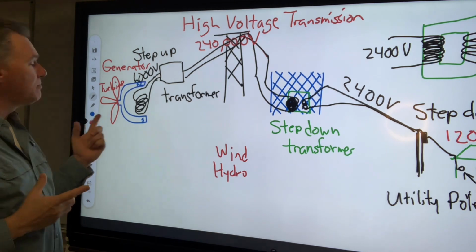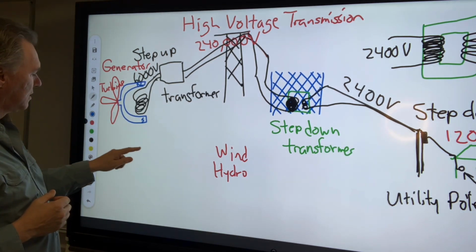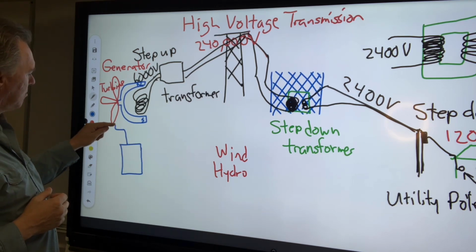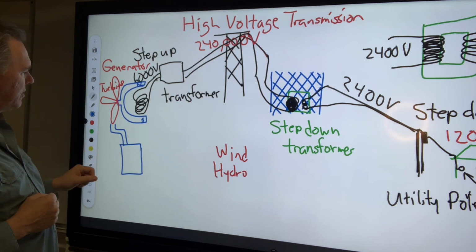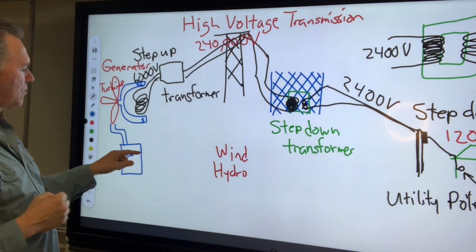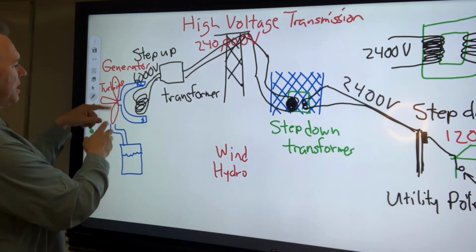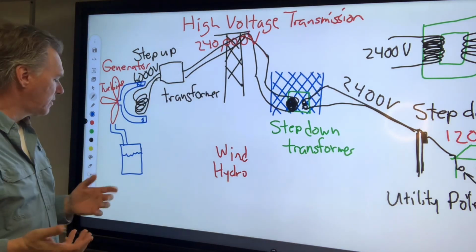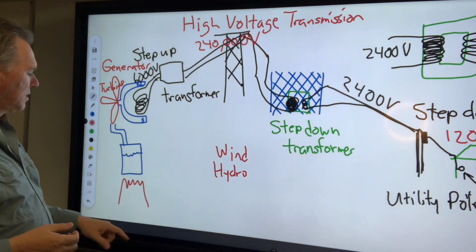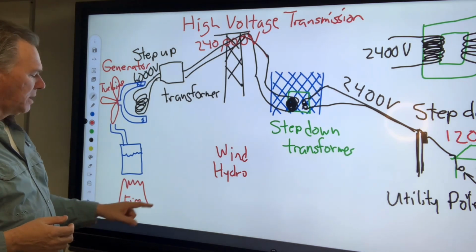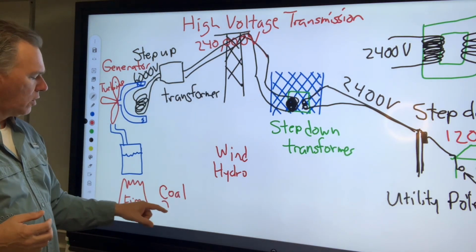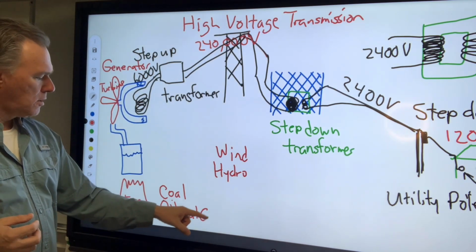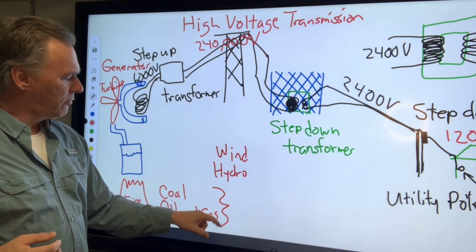Or we could use steam to spin it. If we had a boiler, we have this container of water with a pipe coming out of it that's going to blow onto that turbine. And if we boil this water, it takes up more space, it blows out this pipe, makes the turbine spin. Now the question is, what do we boil the water with? We could have a fire, and maybe we burn coal or oil or natural gas. All of these are fossil fuels.